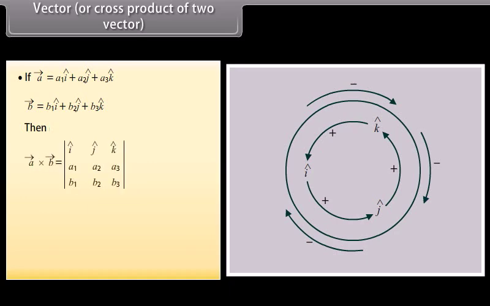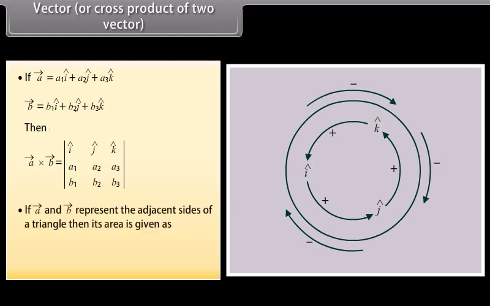Then the vector product of A and B is equal to the determinant of, row-wise, first row cap i, cap j, cap k, second row A1, A2, A3, third row B1, B2, B3. If vectors A and B represent the adjacent sides of a triangle, then its area is given as 1 upon 2 into the magnitude of the vector product of A and B.